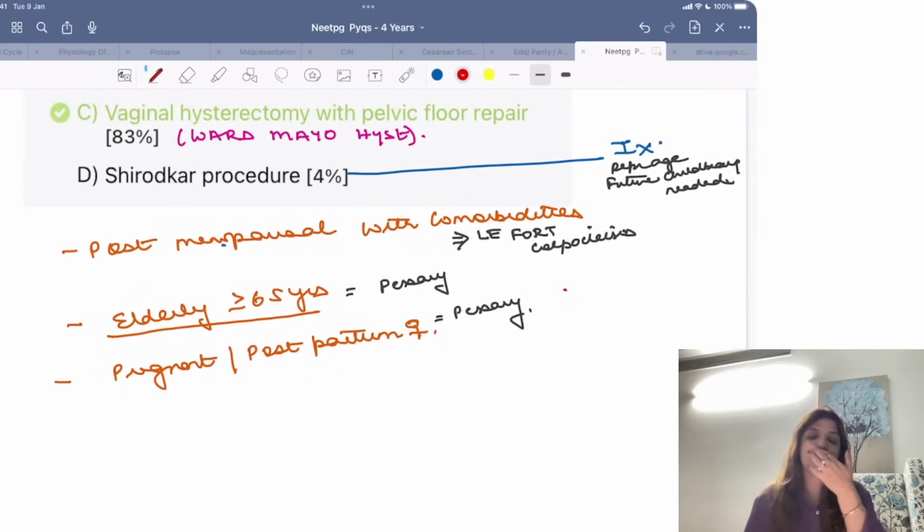Now, if your question says that there is a postmenopausal female like this female, 55 years, and she has comorbidities, if they would have given comorbidities like MI or like diabetes, then I wouldn't have been able to do a vaginal hysterectomy because the anesthetist won't have given the anesthesia. So in that case, my answer would have been Le Fort's colpocleisis. If the female is very elderly, more than 65 years, and she has third degree uterine prolapse, in that case, my answer would be pessary. Similarly, pregnant female or postpartum female with third degree uterine prolapse, the answer is pessary, right?